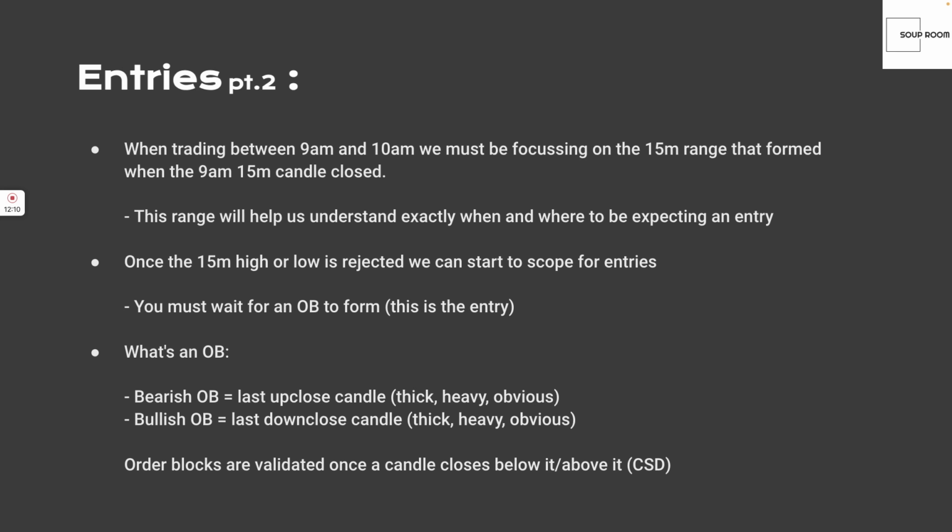What is an order block? OB. A lot of people have a whole misconception of what an order block is. A bearish order block is the last up close candle, the last up close tick, thick, heavy, and obvious candle. That is a high probability bearish order block. A high probability bullish order block is the last down close candle, the last down close tick. This will be a thick, heavy, and obvious candle.